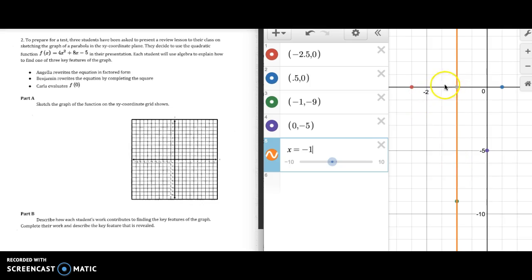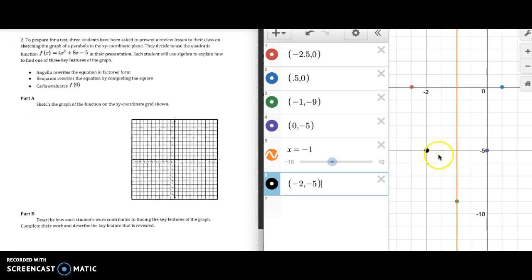So hopefully you can see this red point and this blue point are symmetric. They're equidistant from the vertex. And the vertex lies on that point. And this purple point is 2 spaces to the right. So I'm going to have another point 2 spaces to the left. And it looks like that point would be -2, -5. So I'm going to graph that point, -2, -5 also.